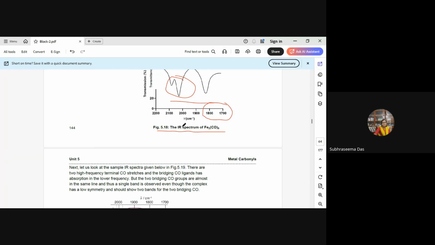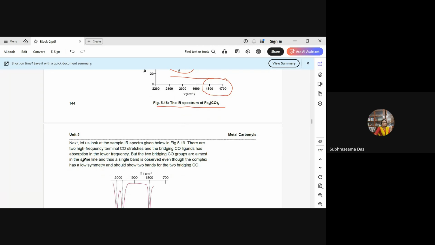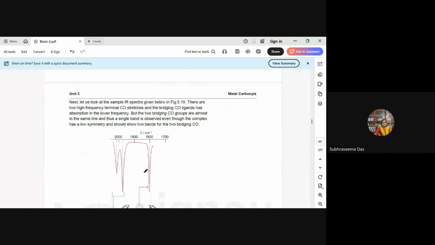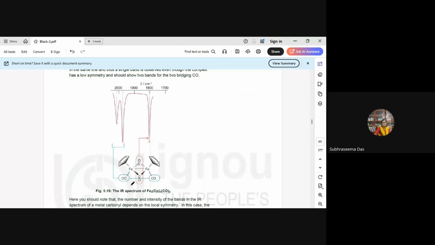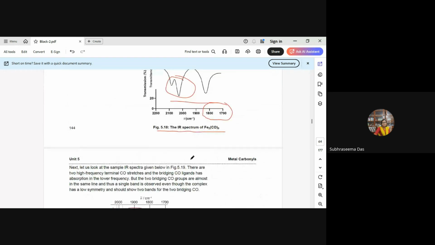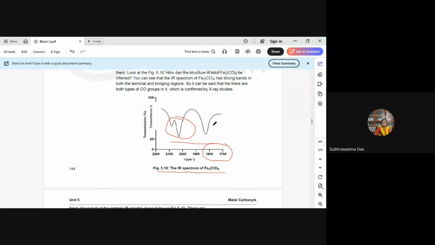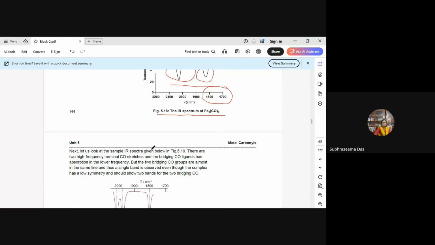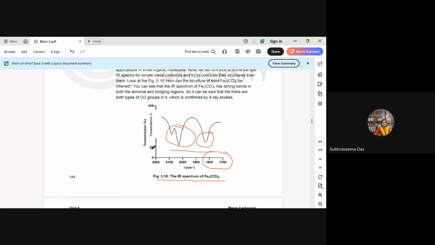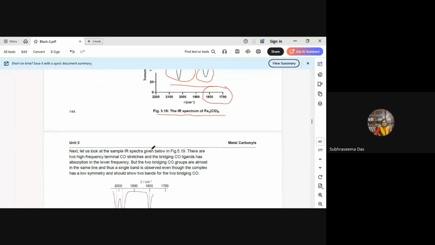So here we will look, the two bridging COs are almost in the same line, and thus a single band is observed even though the complex has a low symmetry and should show two bands for the bridging CO. This is the structure of Fe2(CO)9. This is how we infer that this part is for the bridging CO and this part is for the high frequency, that is, for the terminal CO. So we can say that both these types are present in it.